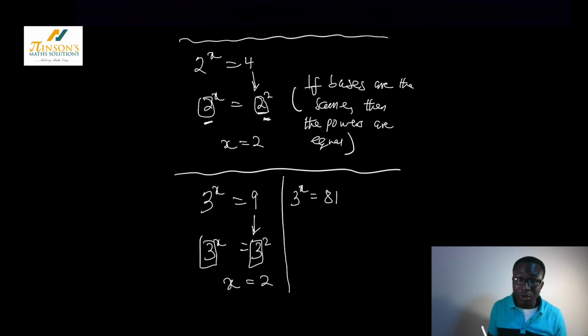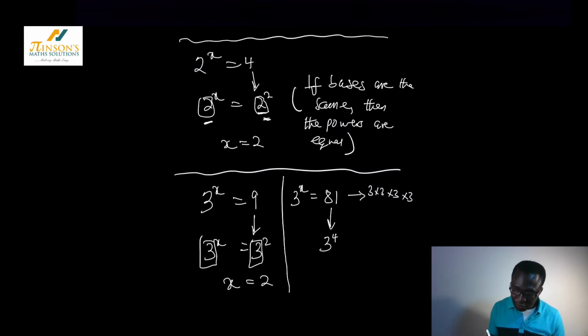It could be even more fun, like for example, we could have 3 to the power x equals 81, and sometimes it's not straightforward to see it, so you could say again, is there any way I could write 81 as a power of 3? Remember, we want to make sure the bases are the same. Now 81 is the same as 3 times 3 times 3 times 3, so we could write that as 3 to the power of 4.